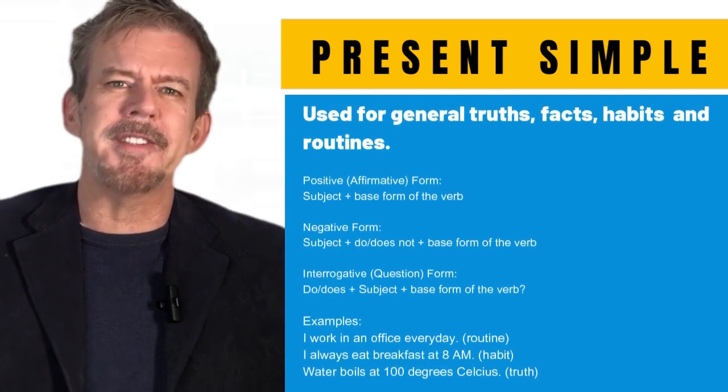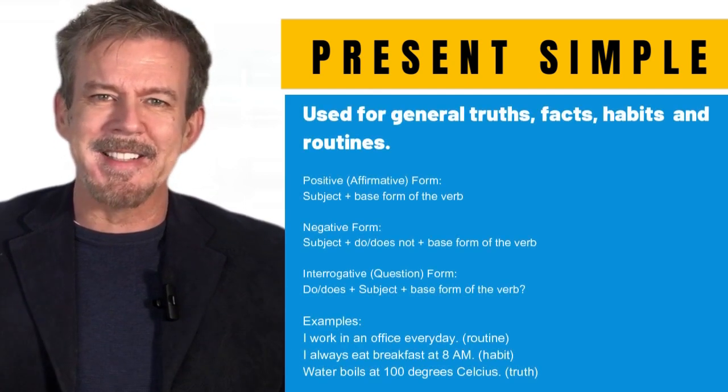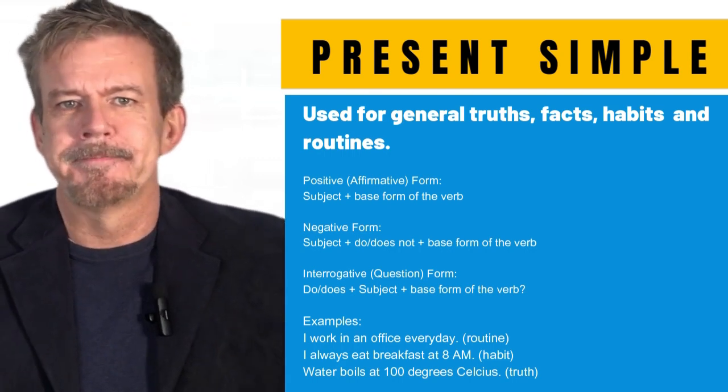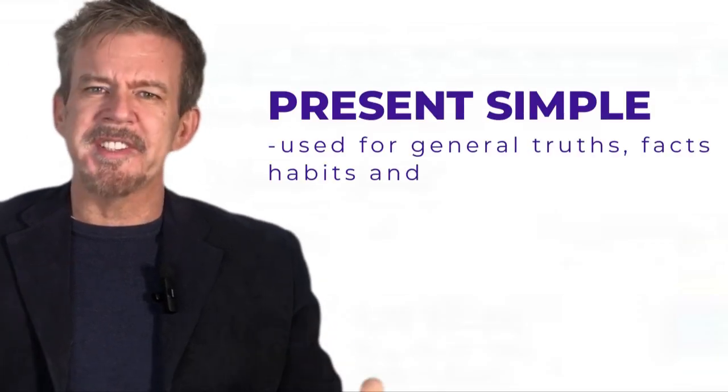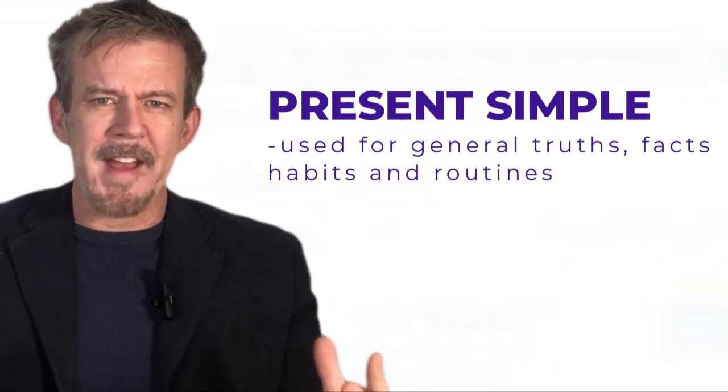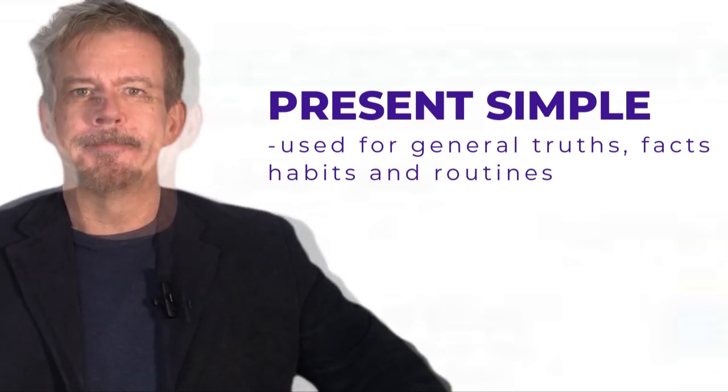Okay, we're going to start with the present tenses, beginning with present simple. Present simple is used for general truths and facts, habits, and routines. I work in an office every day. That's a routine. I always eat breakfast at 8 a.m. That's a habit. Or water boils at 100 degrees Celsius. Now that is a general truth or fact. So again, present simple, use it for general truths and facts, habits, and routines.